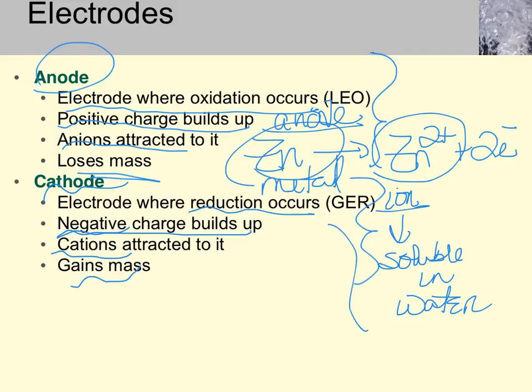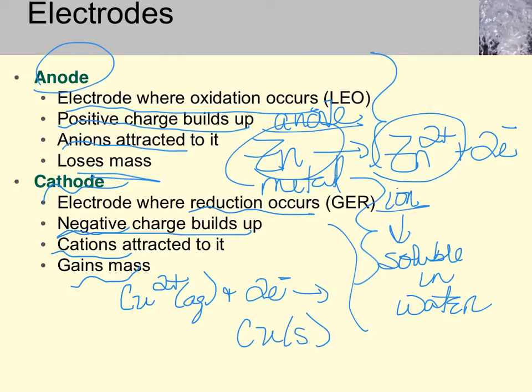How is that happening? If you look at the half reaction that's occurring at the cathode in the diagram, we have copper electrolyte ions that are dissolved in water, so I'll just put aqueous. And you have electrons being delivered from the anode. When those two combine, they make copper metal, which plates out on the copper cathode. So the mass of the cathode actually increases over time.